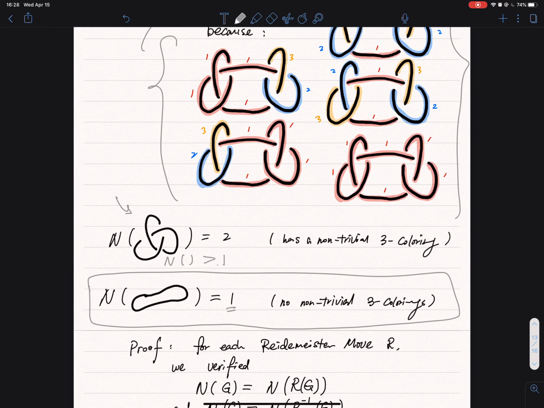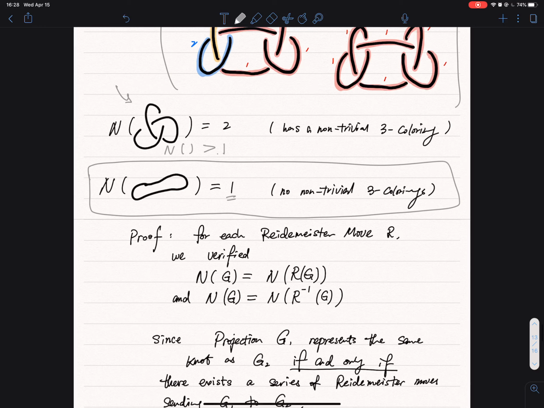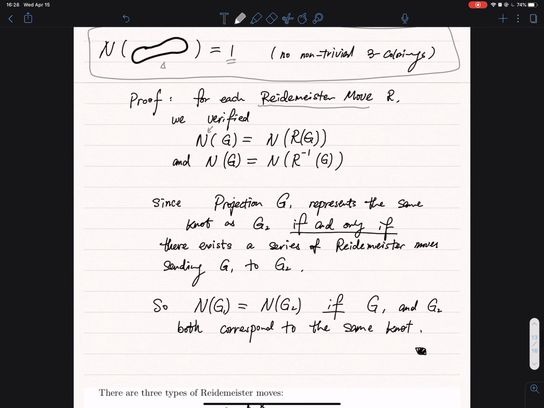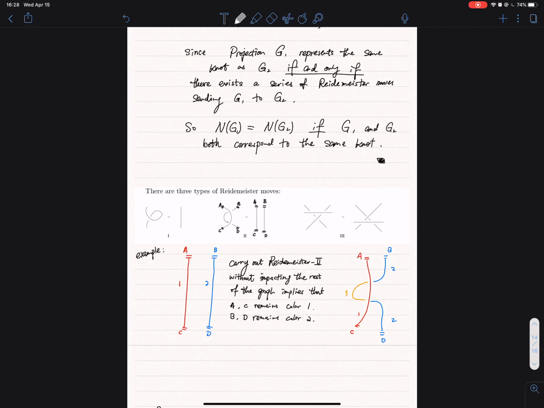For example, this trefoil. Now, we simply need to check that for every Reidemeister move, the value n won't change. Basically, if you take this knot projection and do some Reidemeister move, it will still have the same n value. Basically, this proved that our 3 coloration triviality is tied deeply to the knot equivalence. For people who are interested in this, I have posted a PDF here, and you can examine the proof for the case of Reidemeister move type 2. We have more in the paper, but I think this is convincing enough.